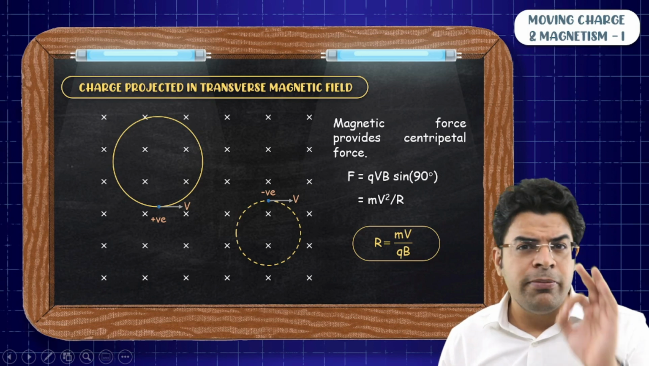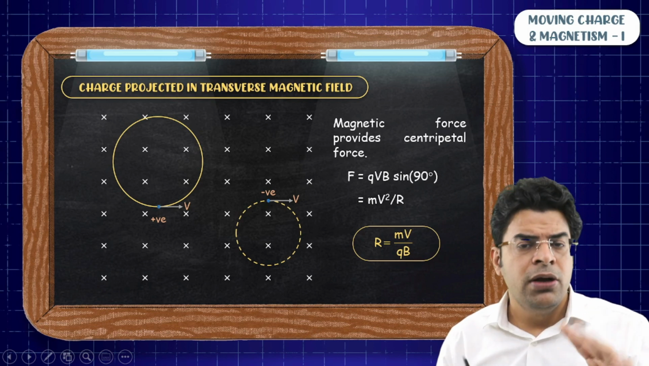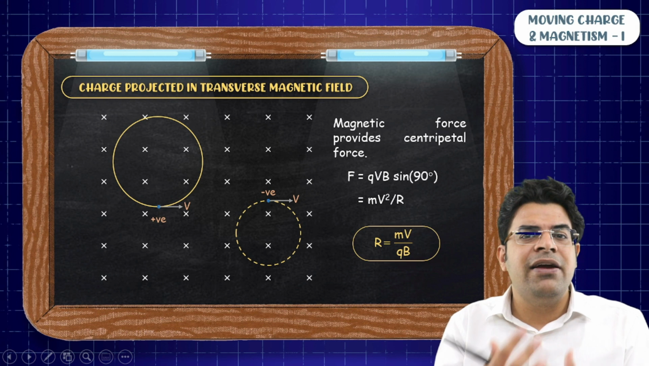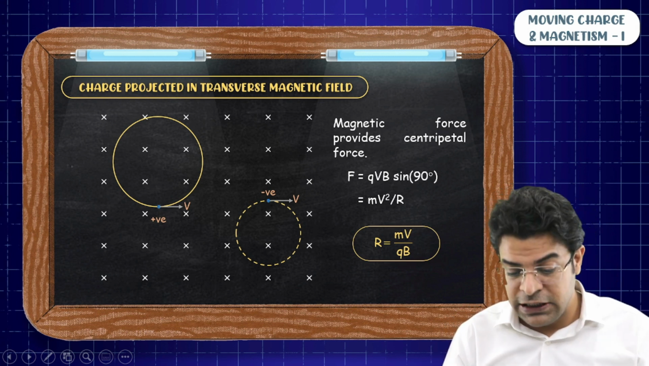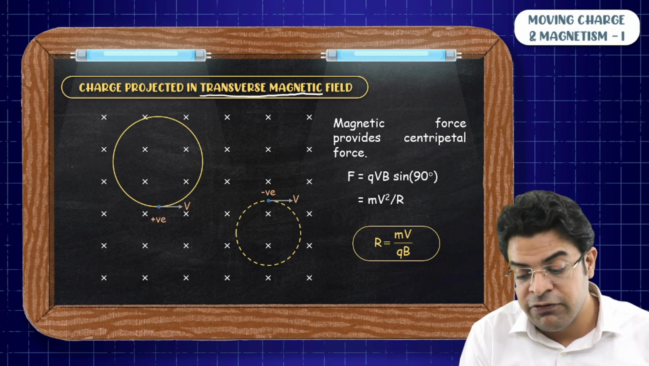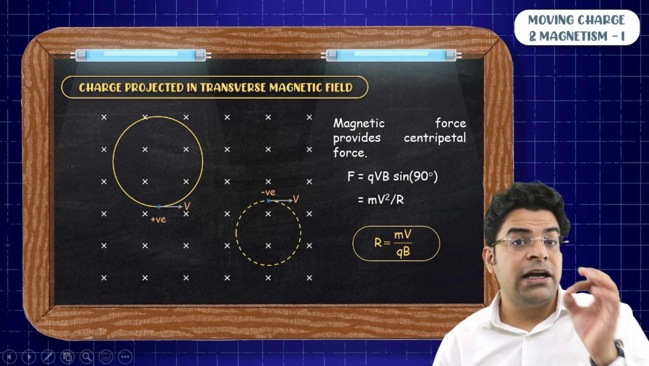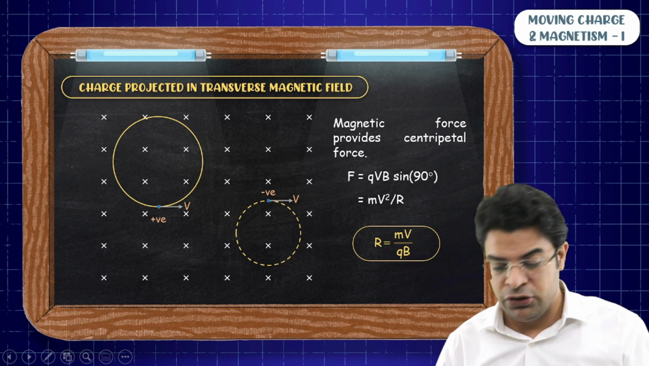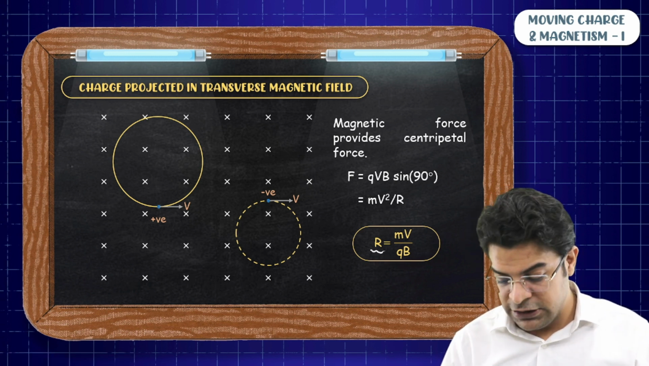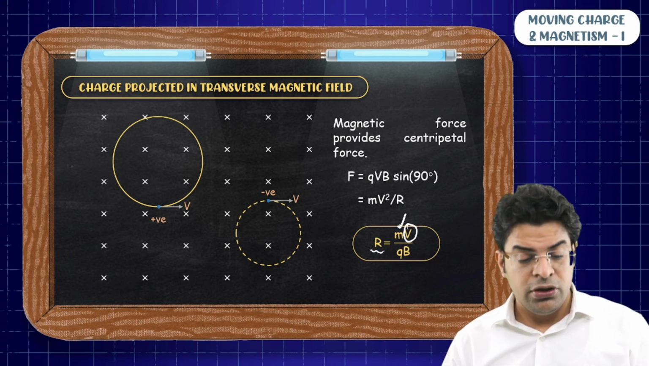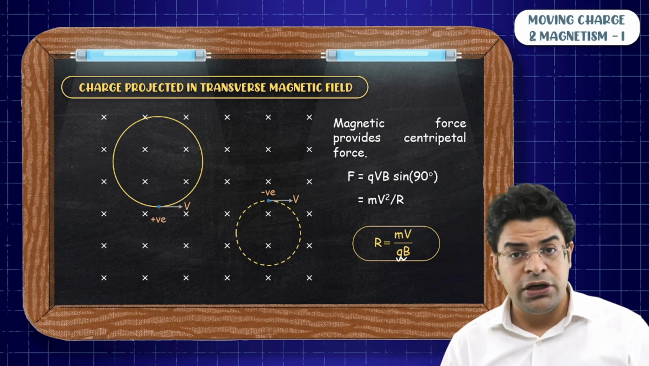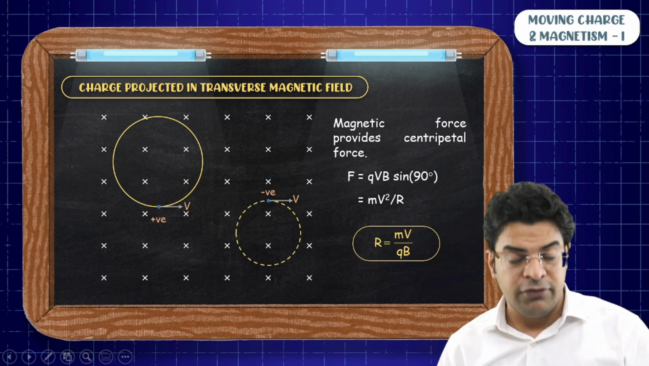You need to remember the formula, yes. But you need to even understand when this formula works: when the charged particle is projected in a transverse magnetic field. This means that the direction of the magnetic field should be perpendicular to the velocity. Then the radius of circular motion is the mass of the charged particle times its velocity upon the charge on it times the magnetic field strength.